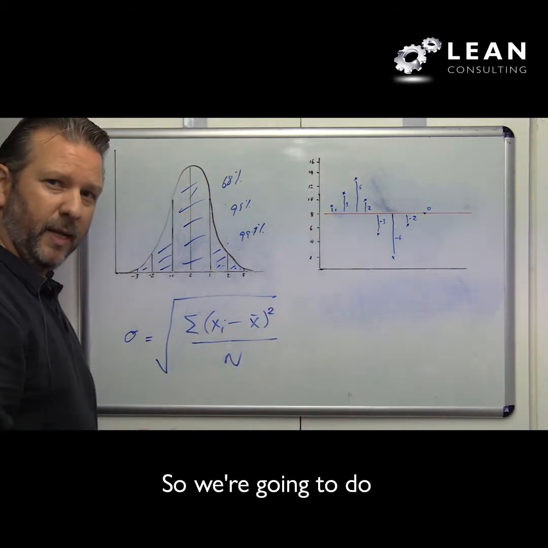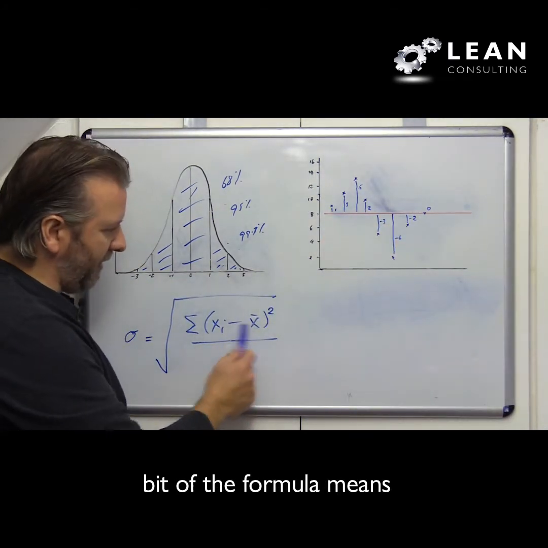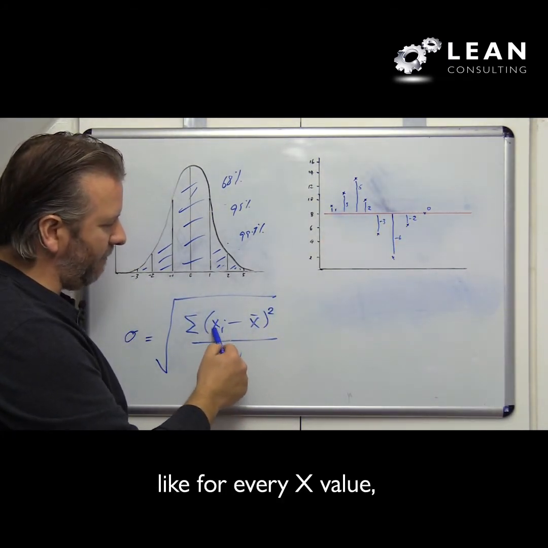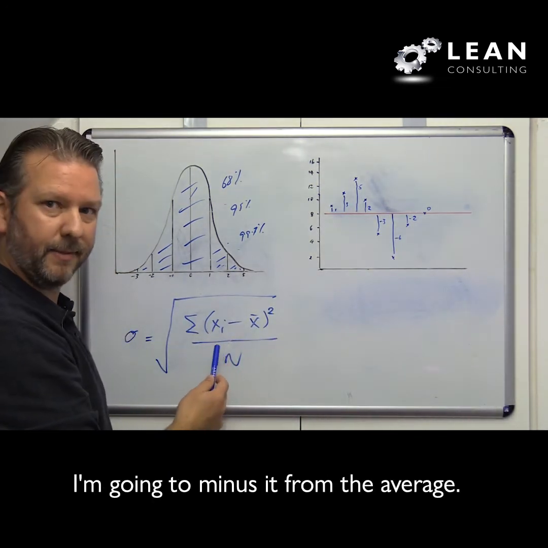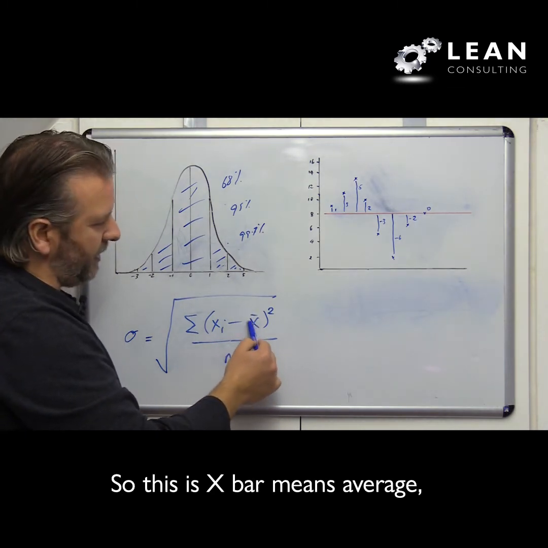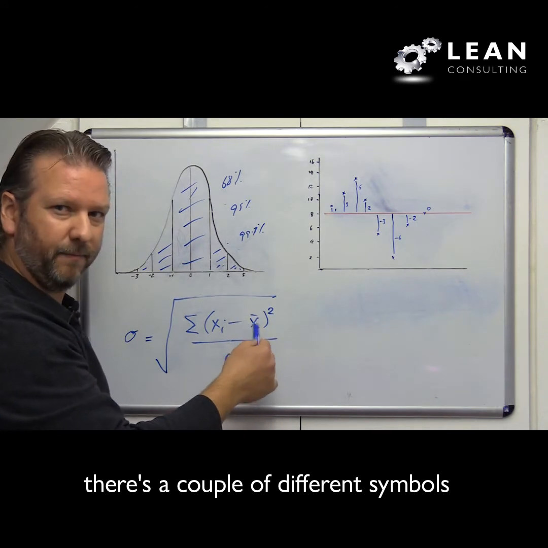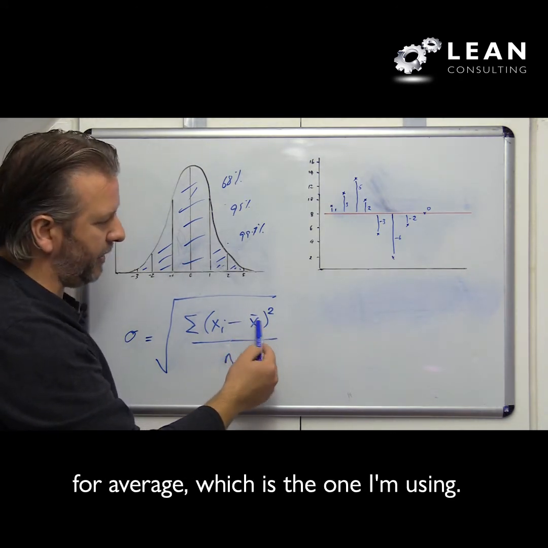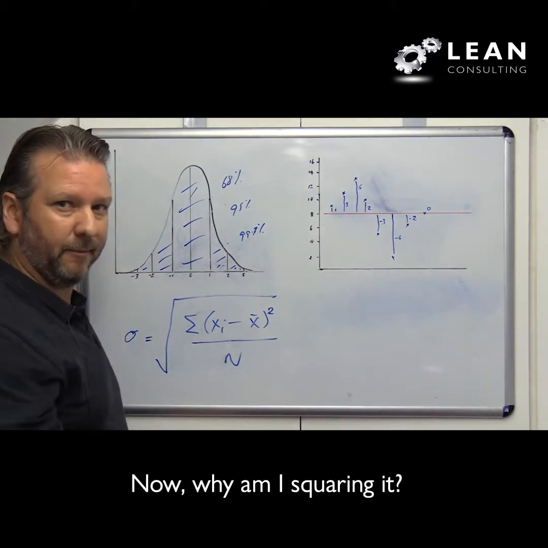So what we're going to do is plug all of these values into this formula here, because that's what this bit of the formula means. For every x value, which is every point I've got, that's what the xi means, I'm going to minus it from the average. So this is x bar, that means average. There's a couple of different symbols for average, but this is the one I'm using. So I'm going to take away each value from the average. Well, I've just done that.